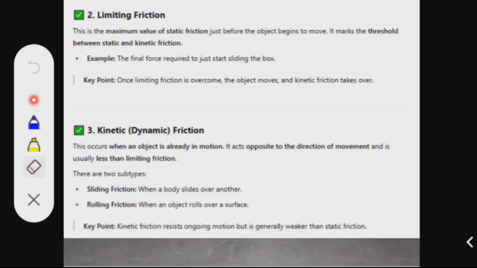If you want to write, you can write it down. The maximum static friction is equal to the limiting friction. So this limiting friction is the maximum value of the static friction. It is the last frictional force that opposes any motion, so that once you overcome this limiting friction, the object will start moving. So that is another type of friction. It's called the limiting friction.